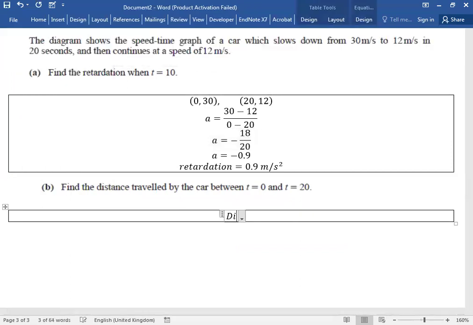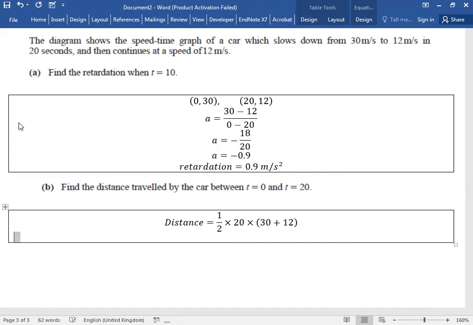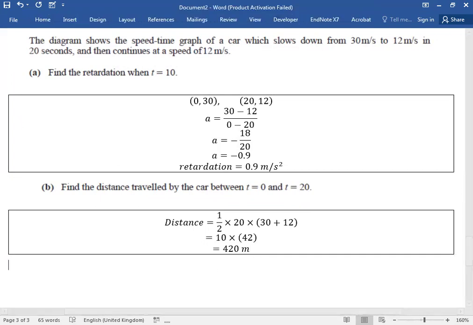So distance kitna aa raha hai bete? Half into height is 20. Sum of parallel sides is 30 plus 12. So 10 into 42. Distance is 420 meters. Make sense?